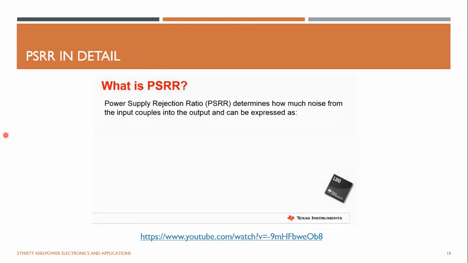PSRR is the degree to which an AC element, usually a voltage generated from a switch mode power supply of a certain frequency, is attenuated from the input to the output of the LDO. In other words, it determines how much noise from the input couples into the output. This ratio can be expressed as the following equation. PSRR is equal to 20 multiplied by the log of the input voltage ripple over the output voltage ripple. This equation also tells you that the higher the attenuation, the higher the PSRR value is in decibels.